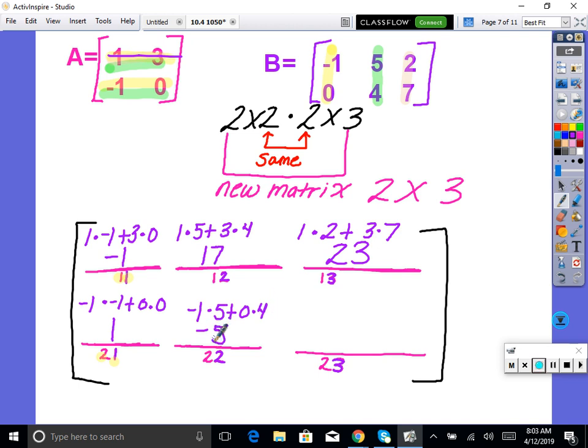And then our final one is obviously this and this, correct? So we would have -1 times 2 plus 0 times 7. So wouldn't that be -2? There's your official new matrix. So it's not hard, it's just remembering how to do it. Awesome.